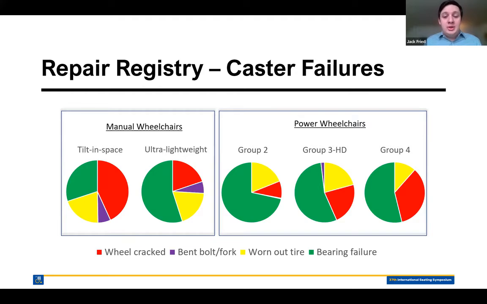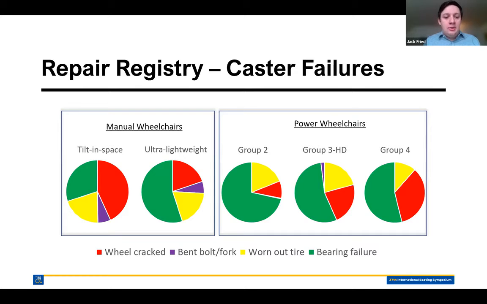But we also saw, you can see here too, that there's a large amount of bearing failure, and the ultra lightweight, which Anand will talk about later when we talk about service and maintenance, had a higher rate of service repairs done to it. So one of the explanations could be, and he'll talk about this later, that the bearing failures were caught and fixed and replaced before actual harm could be done to the caster, like a fractured bolt or something like that.